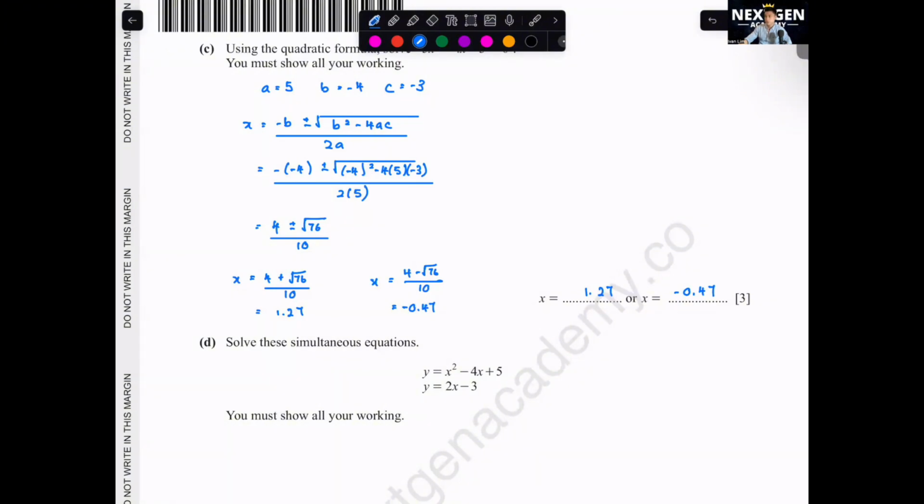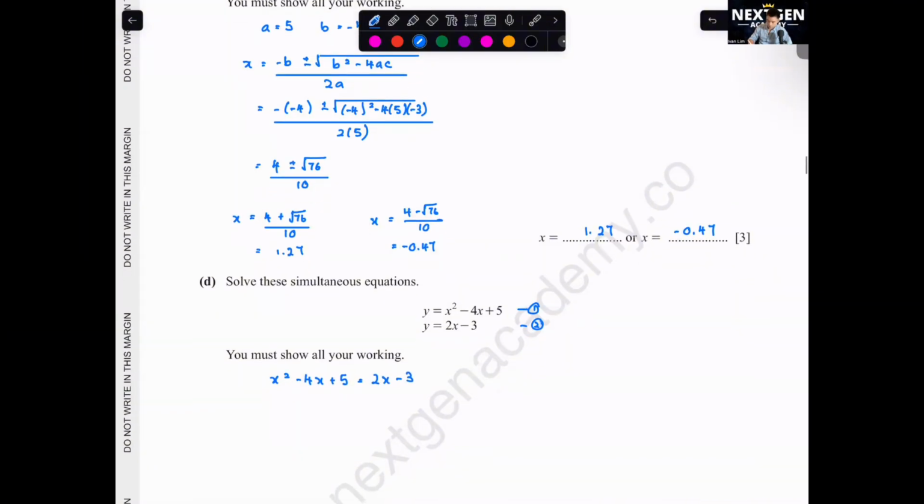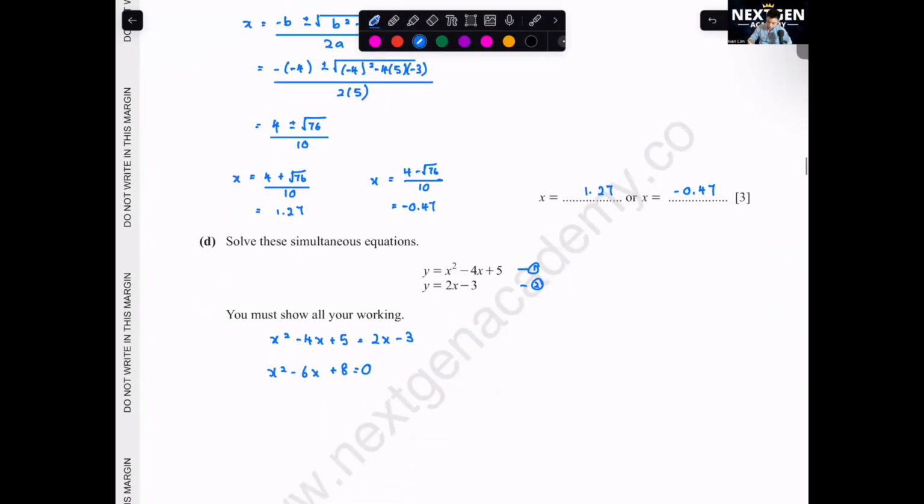Okay, the next one, question D. Solve this simultaneous equation. So we're going to do a substitution for equation 1 and equation 2. Sub 1 into 2, which will get x squared minus 4x plus 5 equals 2x minus 3. Shift everything to the left-hand side. x squared minus 6x plus 8 equals 0. We can factorize this. (x minus 2)(x minus 4) equals 0. x equals 2, x equals 4.